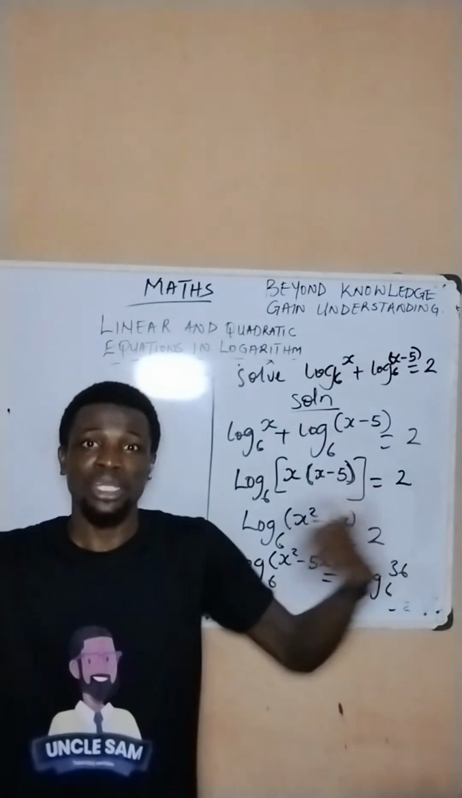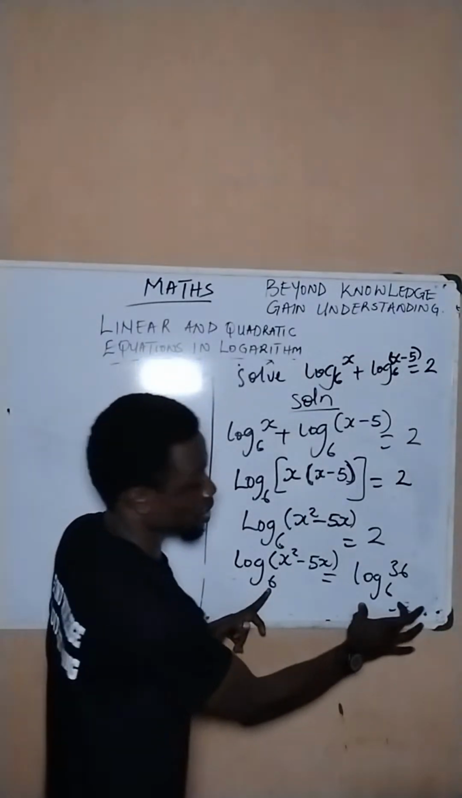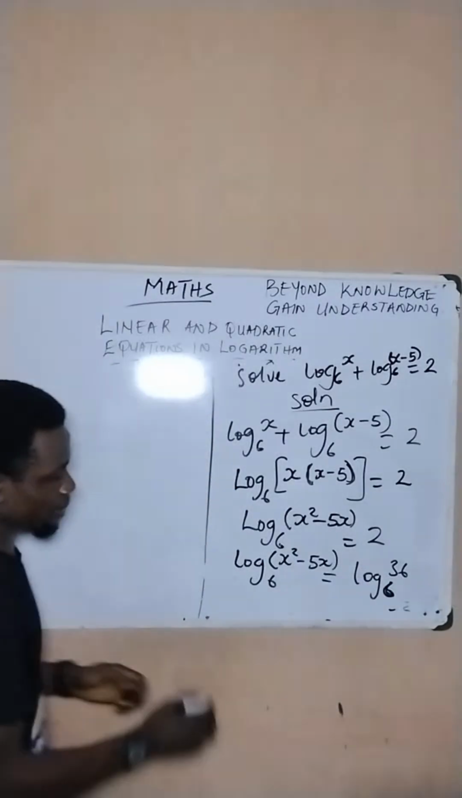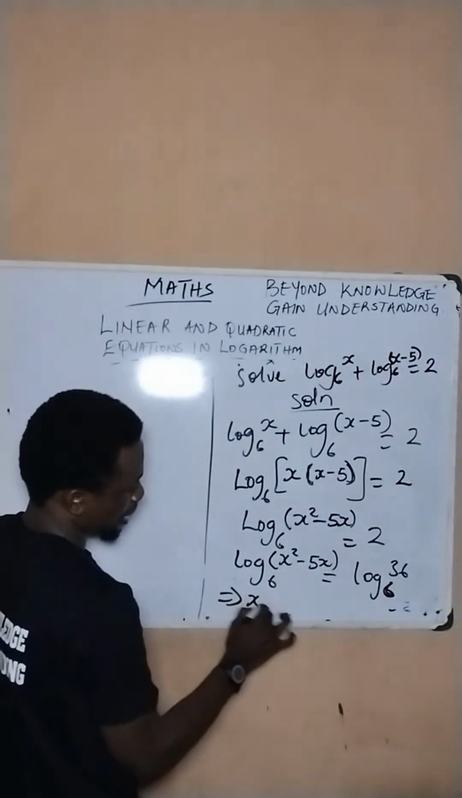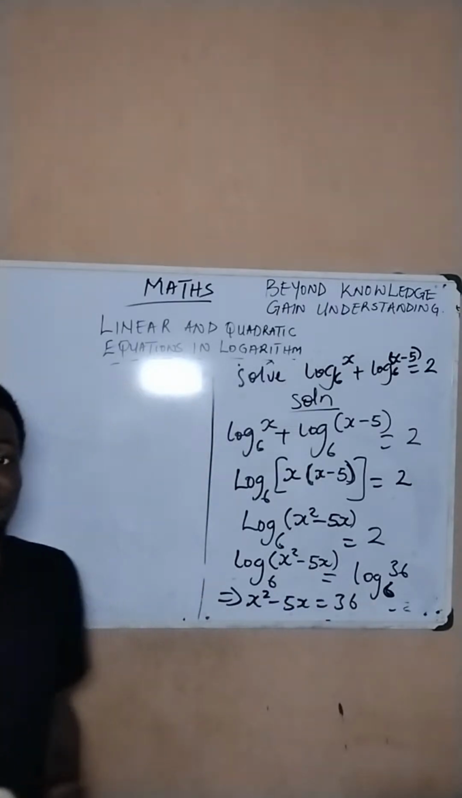It simply means that their logs are the same. So if on the left hand side you're having a base of 6, on the right hand side you're having a base of 6 as well. So it simply means that their logs must be the same, which implies that x squared minus 5x is equal to 36. That's what it implies.